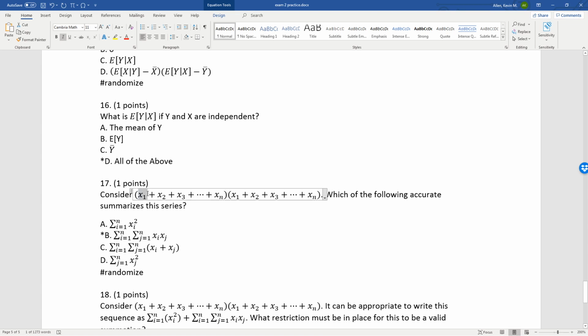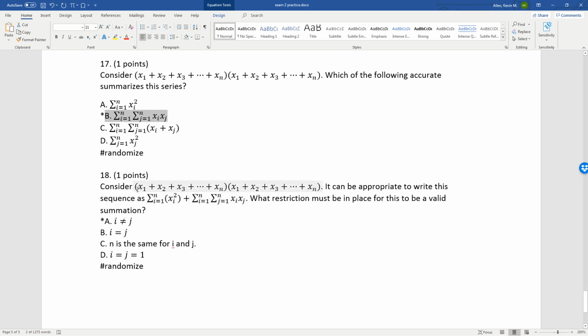It's x1 times everything in the second parentheses. So i equals 1, and then you go through all of the j's. Then you go to i equals 2, and then all of the j's, etc. So the correct way to express this out of these options would be here. Double summation i equals 1 to n, and j equals 1 to n, xi times xj.